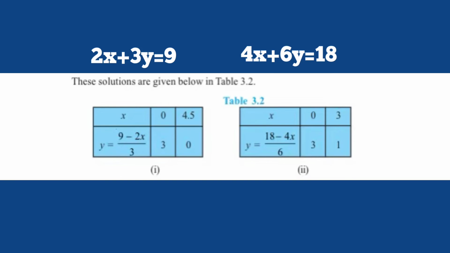Here you can see in table 1 that when x is equal to 0, y is equal to (9 minus 2 into 0) by 3, that is equal to 9 by 3, which is equal to 3. If x is equal to 4.5, we get y is equal to (9 minus 2 into 4.5) by 3, that is equal to (9 minus 9) by 3, that is 0 by 3, which is equal to 0.